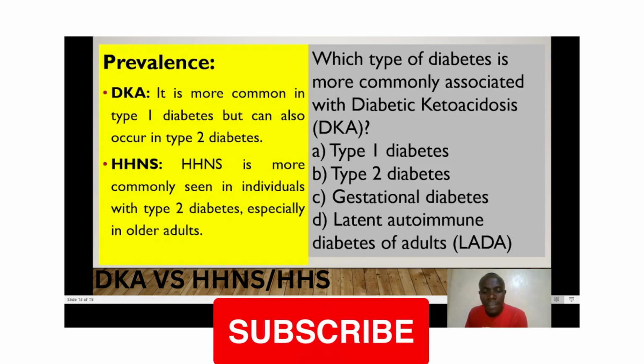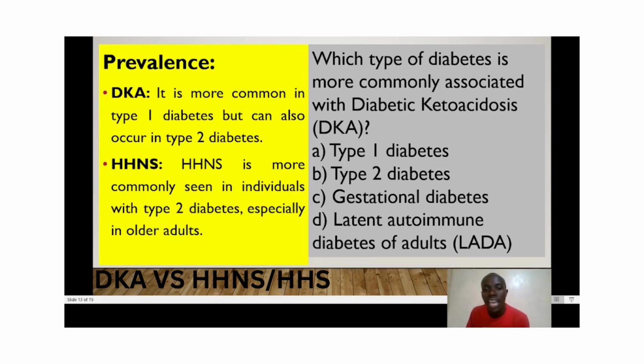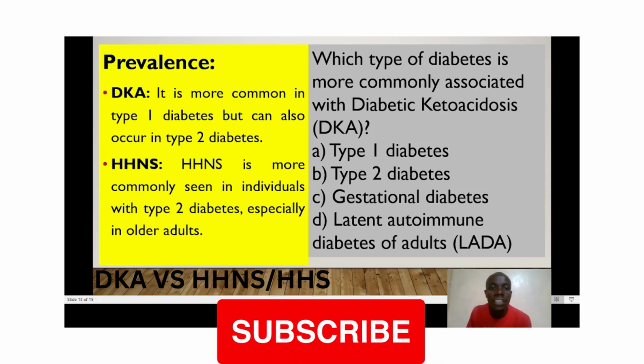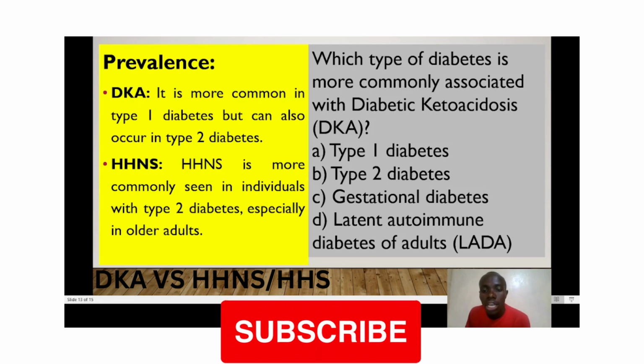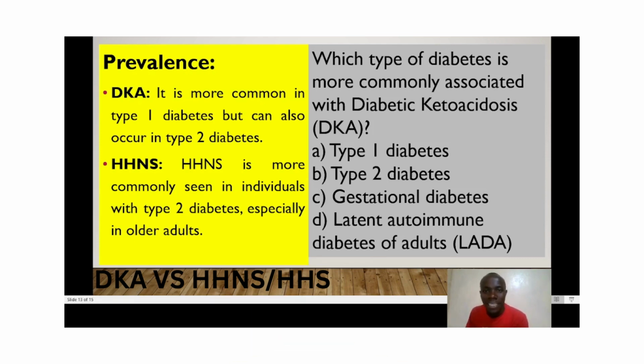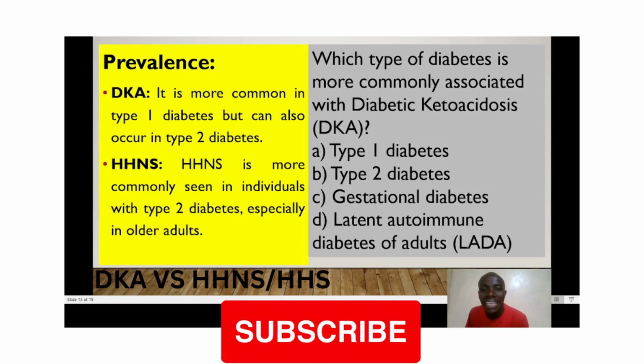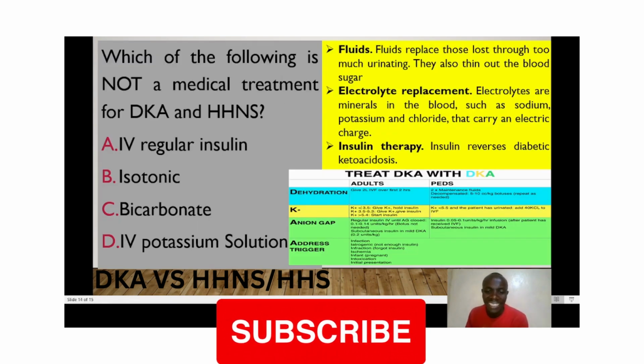In terms of prevalence, DKA is more common in type 1 but can also occur in type 2. We had already said that. And HHNS is more commonly seen in individuals with type 2, especially the older patients. So which type of diabetes is commonly associated with DKA? Come on, guys. Should be type 1. Don't confuse. Great.